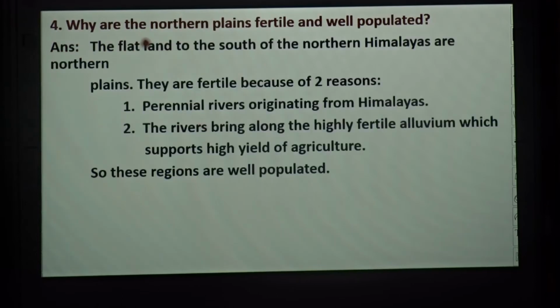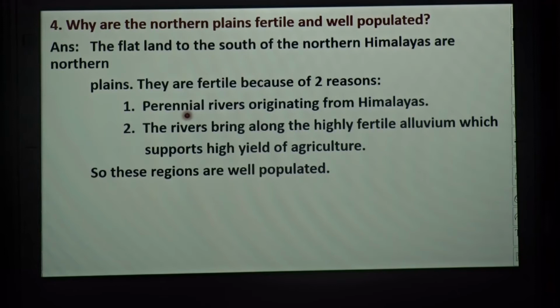The fourth question is, what are the northern plains? Why are the northern plains fertile and well populated? The flat land to the south of the northern Himalayas are the northern plains. They are fertile because of two reasons. The two reasons are the perennial rivers originating from Himalayas. The rivers bring along the highly fertile alluvium which supports high yield of agriculture.